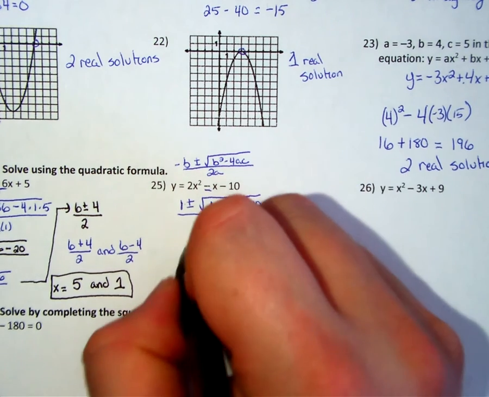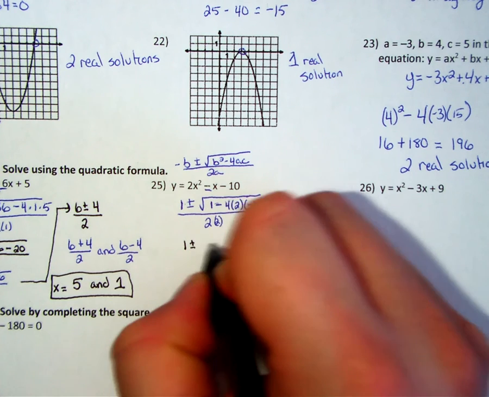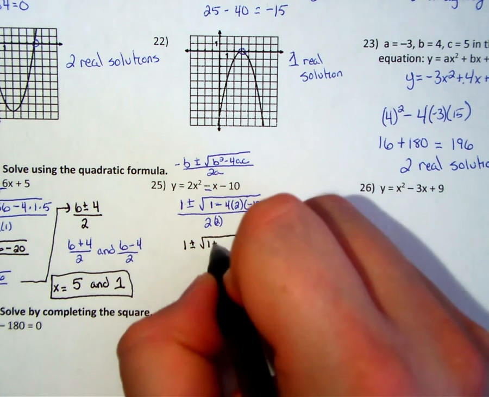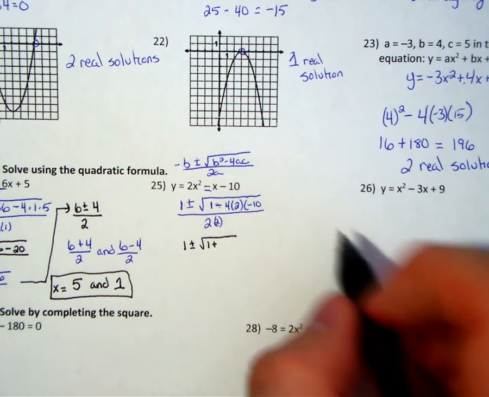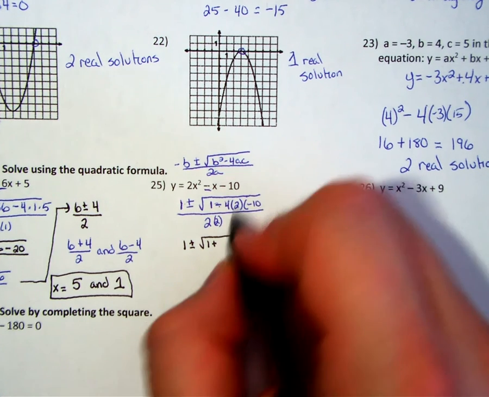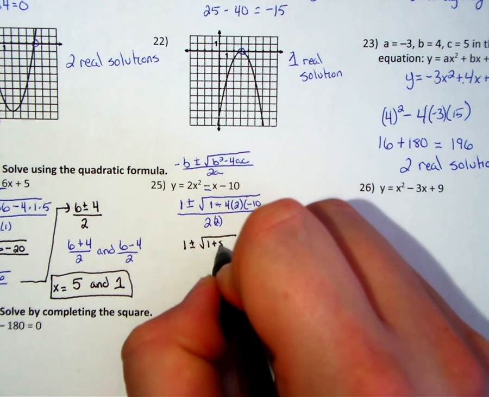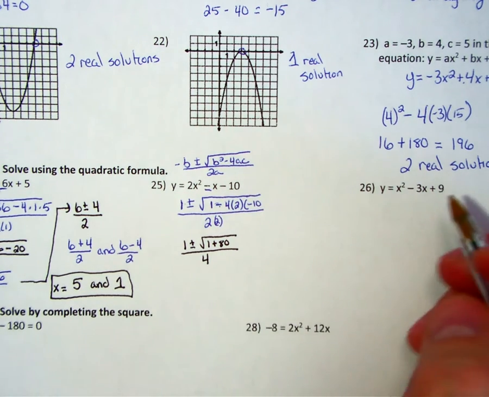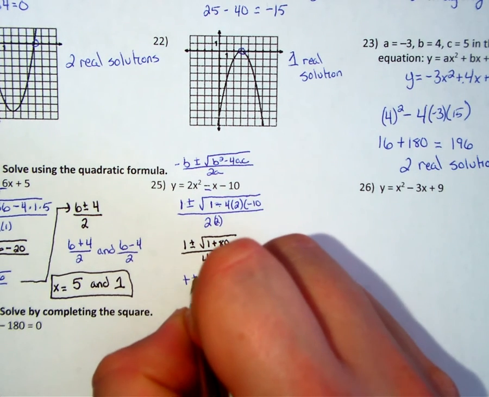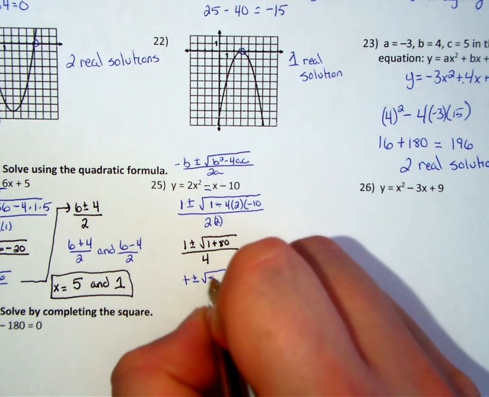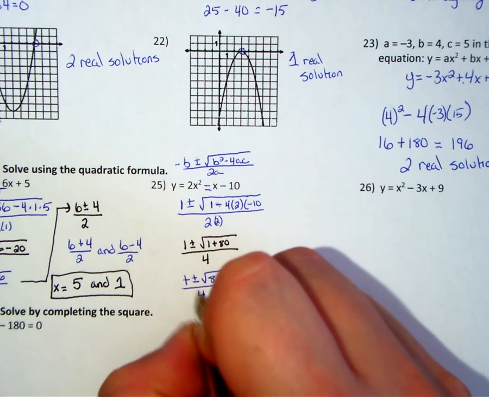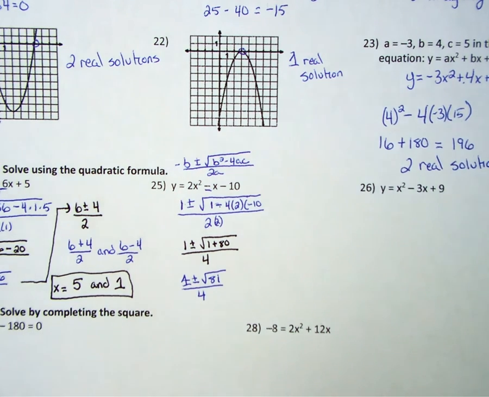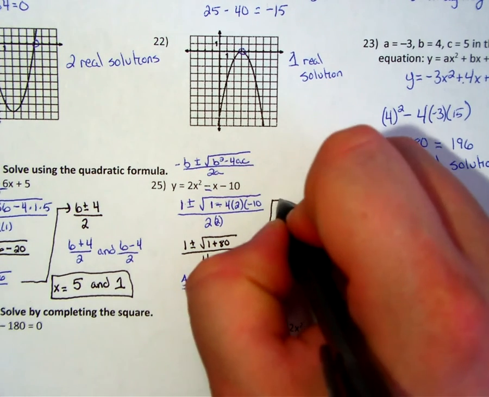So let's simplify down a little bit. 1 plus or minus the square root of 1 minus, which is going to become plus because I see another negative down here. 4 times 2 is 8 times 10 is 80 divided by 4. All right. 1 plus or minus the square root of 81 divided by 4. Well, the square root of 81 is 9, so we can clean this up further.